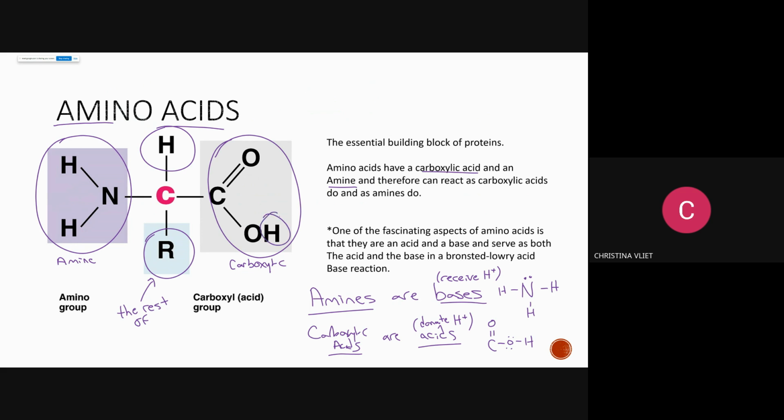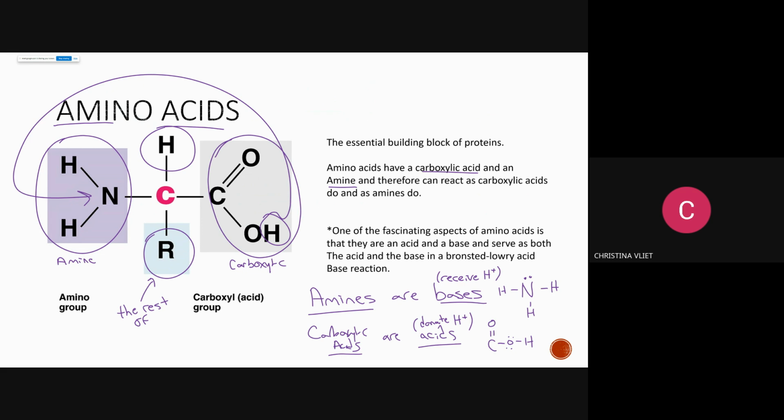It can go like, whoop, and then transfer the H plus right there. In certain solutions, it will donate the H plus to itself on a different part of the molecule. So that's why I said it's one of the fascinating aspects. It can serve in a Bronsted-Lowry acid-base reaction, both as the acid and as its own base, which basically means you're transferring the H plus from one part of the molecule to another part of the molecule. And so we're going to take a look at that process today.